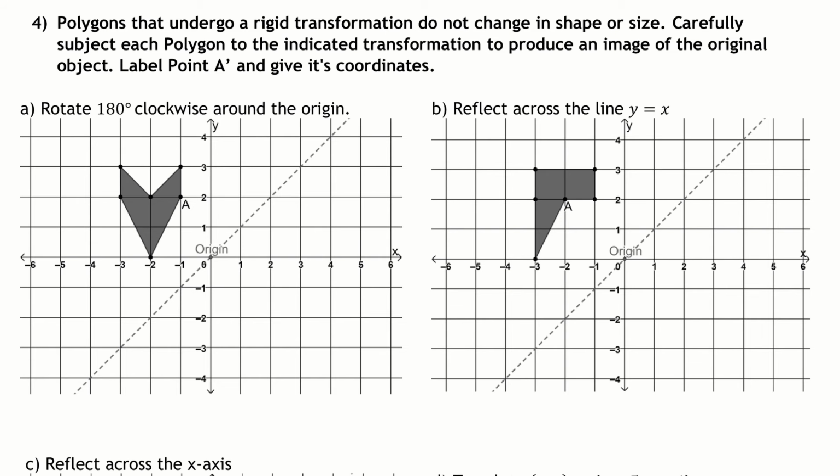So on page 4, we have a couple of rigid transformations, and let me read what it says here. Polygons that undergo a rigid transformation do not change in shape or size. So they're definitely going to move somewhere else, and their orientation can be changed, but they're going to be the exact same shape and the same size. Carefully subject each polygon to the indicated transformation to produce an image of the original object. Label point A prime and find its coordinates. So the only coordinates I want you to write down are the ones that happen with A, but I want to see the transformation also.